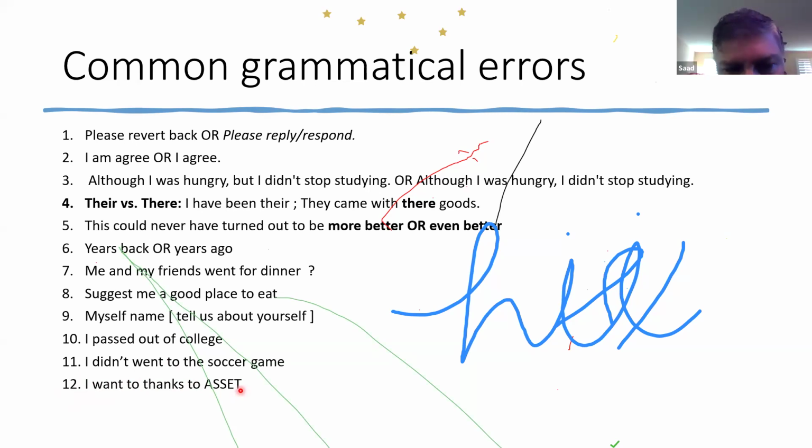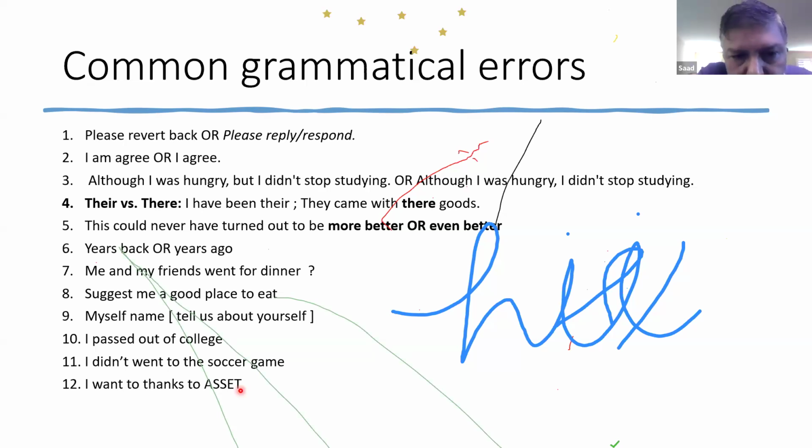So tell me, rephrase the sentence. Can you read it to me? How would you say it? Yeah, sir. In a polite tone, we can say "I would like to thank Asset". Or, sir, better, we can say "I want to show gratitude to Asset".